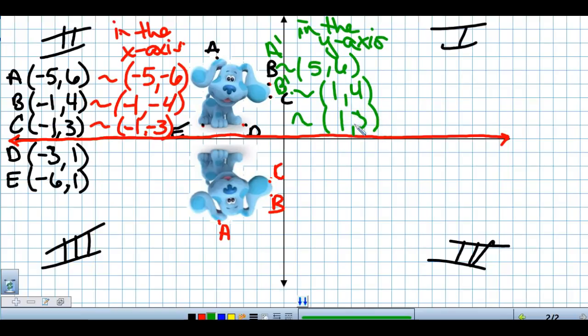So what would blue look like in this case? I'm just going to rewrite these to the side here, which is where I should have put them in the beginning.